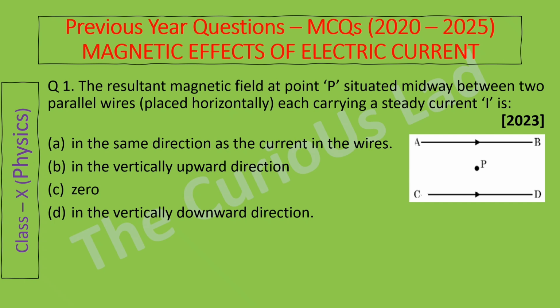Question number 1, which was asked in 2023. The resultant magnetic field at point P, situated midway between two parallel wires placed horizontally, each carrying a steady current I, is option A, in the same direction as the current in the wires, option B, in the vertically upward direction, option C, 0, or option D, in the vertically upward direction. And the correct answer is option C, 0.